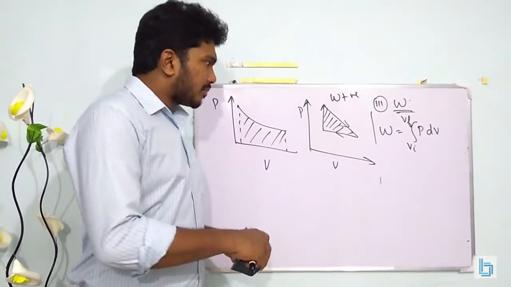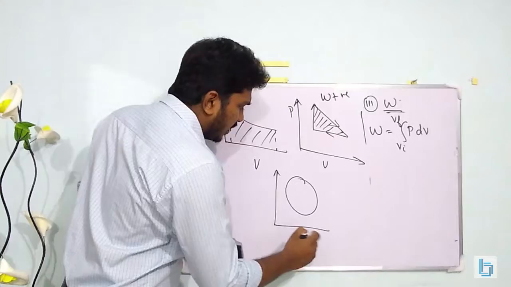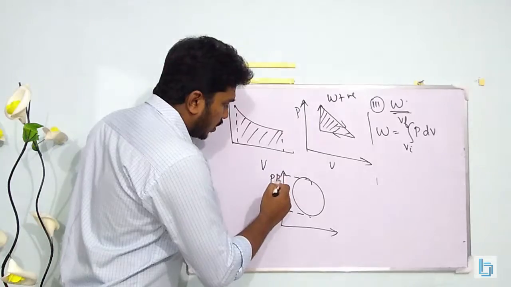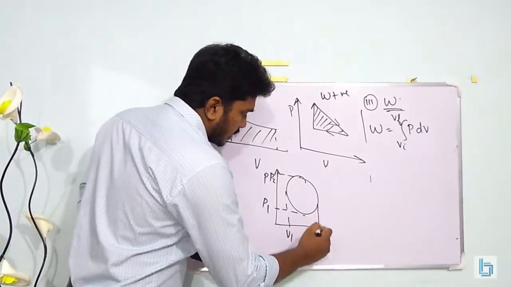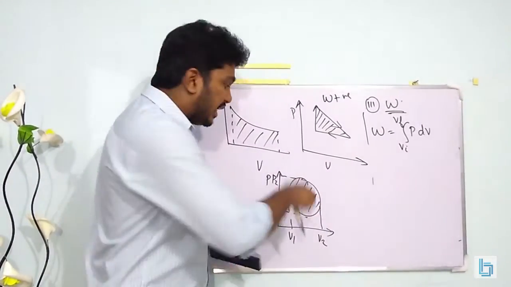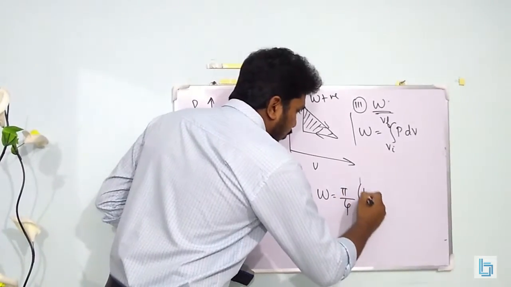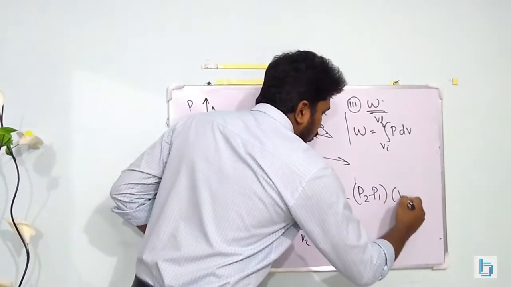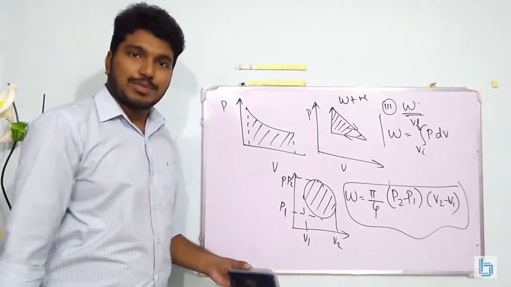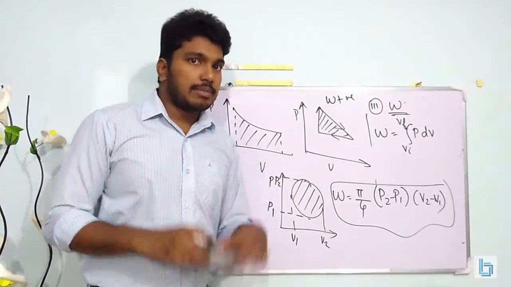Now, suppose it is something like this. If the PV diagram is given something like this, and this point is P1, and this is P2, this is V1, and this is V2. This is a previous year question which has been asked in examinations. Here, the work done will be given by pi by 4 into (P2 minus P1) into (V2 minus V1). So please do remember this also. Very, very important. I hope the PV indicator diagrams and how to find the work done from a PV indicator diagram is clear for you.